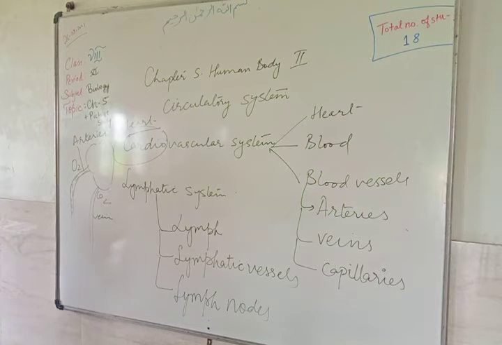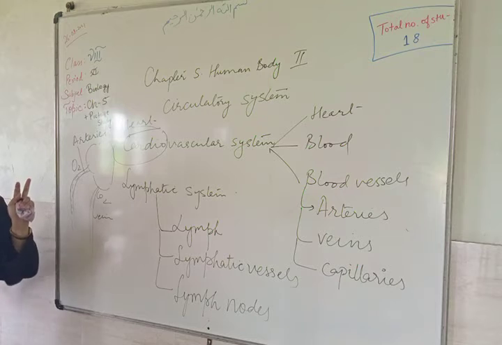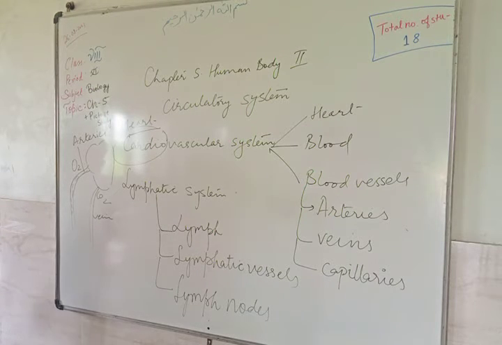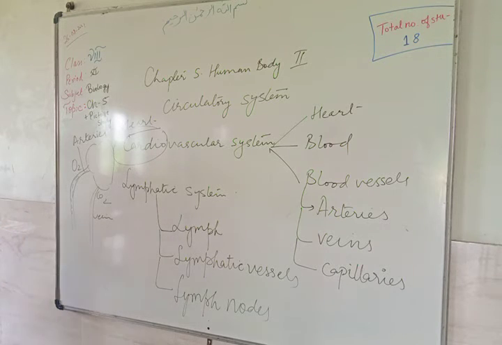The blood is made up of plasma. Plasma is a fluid matrix. And the blood has WBCs, RBCs, and platelets. Along with that, what other things are there in the blood? These are the cells and the plasma, and other things are also there in the blood: hormones and other waste products.